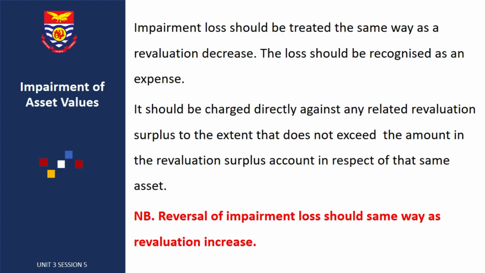And we say reversal of impairment loss should be treated the same way as revaluation increase. So if you are reversing the loss, it should have the same treatment as how you treat revaluation increase. So if you are having a revaluation increase now, ideally it has to come to OCI. But if there is any loss recognized in the previous year, you have to send that gain, to the extent that the loss can be recovered, to the profit or loss account. So that is how you treat impairment of asset.